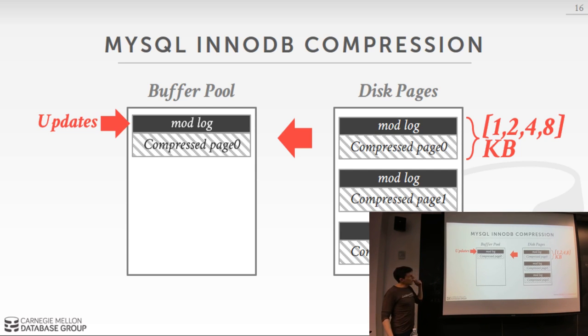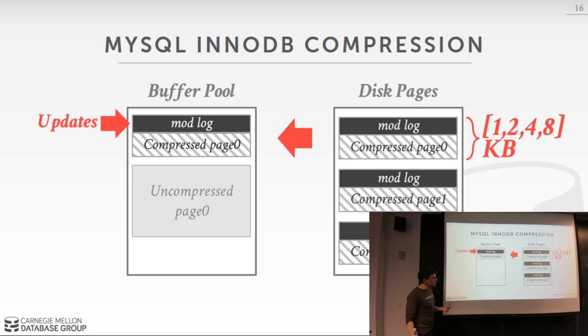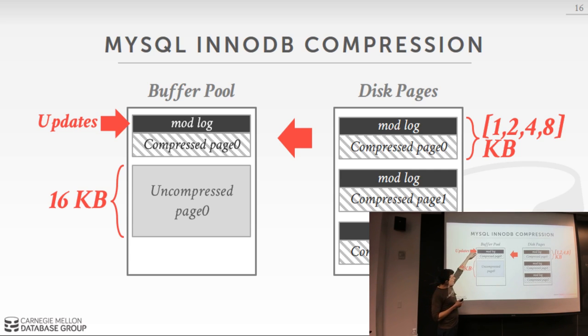So now say I want to do an update on data that's stored here. I can do it on the mod log, and it stays compressed. But if I now need to read the data inside of it, then I have to uncompress it. And in MySQL, the page size is always 16 kilobytes. The thing to point out here is that they always keep the compressed copy and the uncompressed copy around together in memory. And I think they do this for internal bookkeeping.